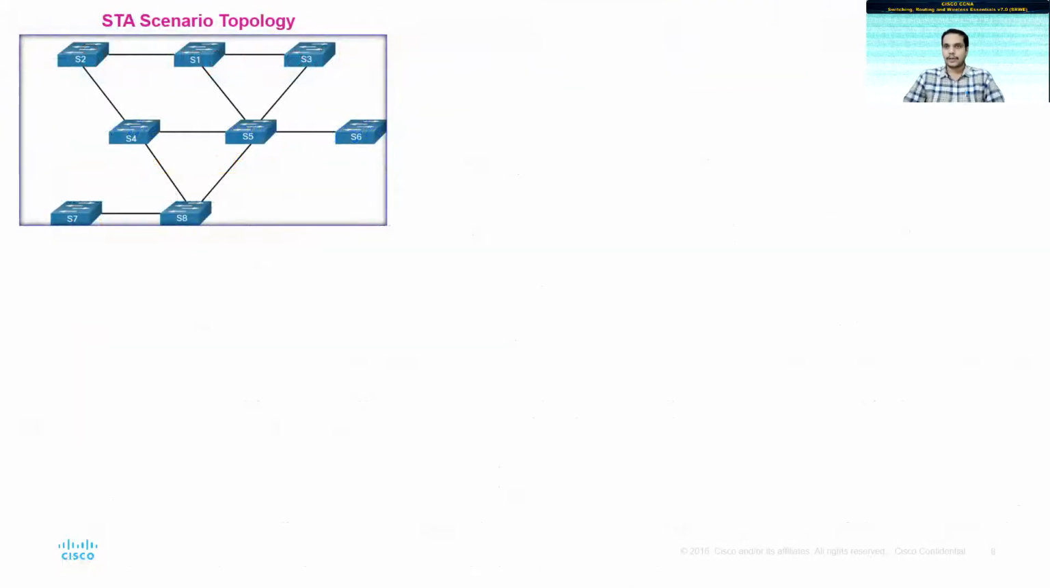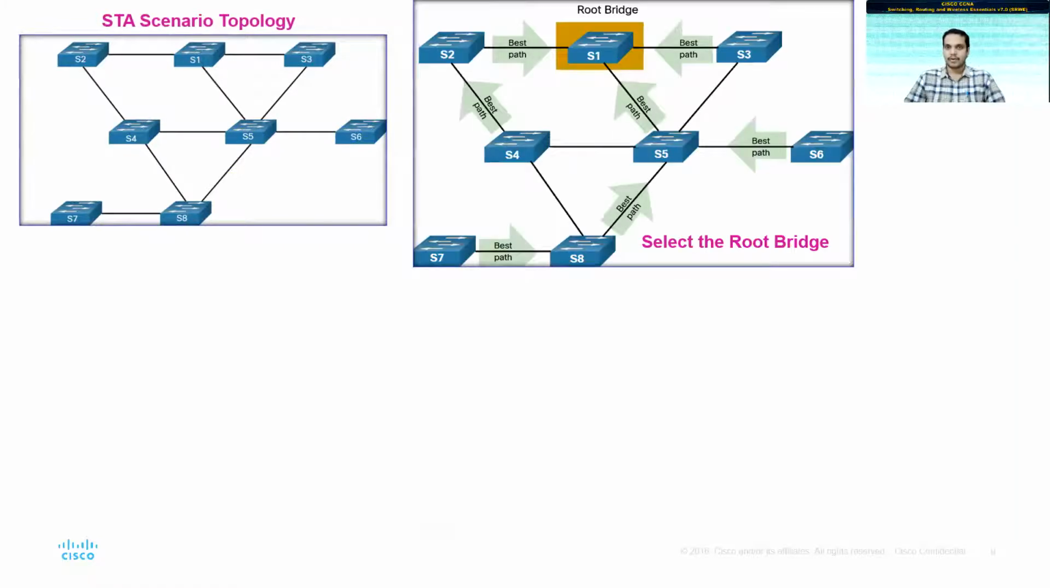So let me take this particular topology. You can see there are multiple switches present, and they have different paths among them. This is an example of a redundant network where there are multiple paths possible between different destinations. Now remember, the first step is to select the root bridge. Here we will discuss the criteria for selecting the root bridge, and how you select it. We will discuss it in the course of this video.